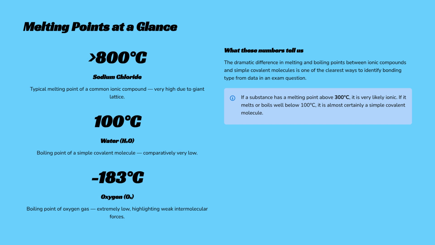Melting points are a strong indicator of bond type. Ionic compounds like sodium chloride melt above 800 degrees Celsius. Simple covalent molecules like water and oxygen melt or boil at much lower temperatures. A melting point above 300 degrees Celsius strongly suggests ionic bonding.